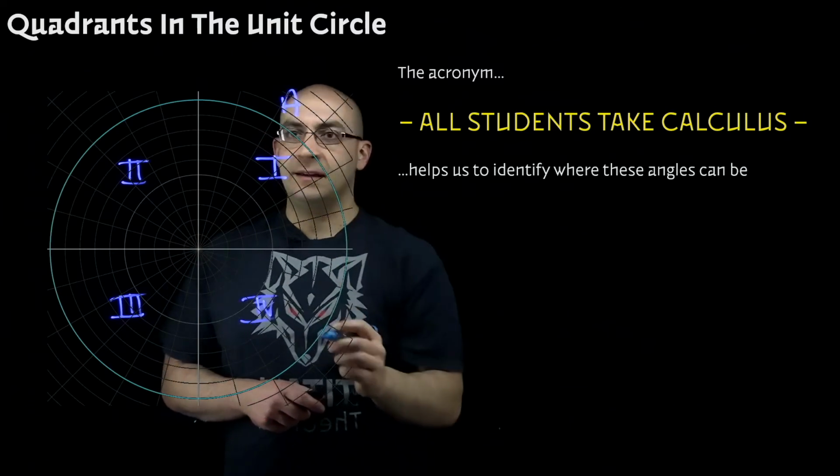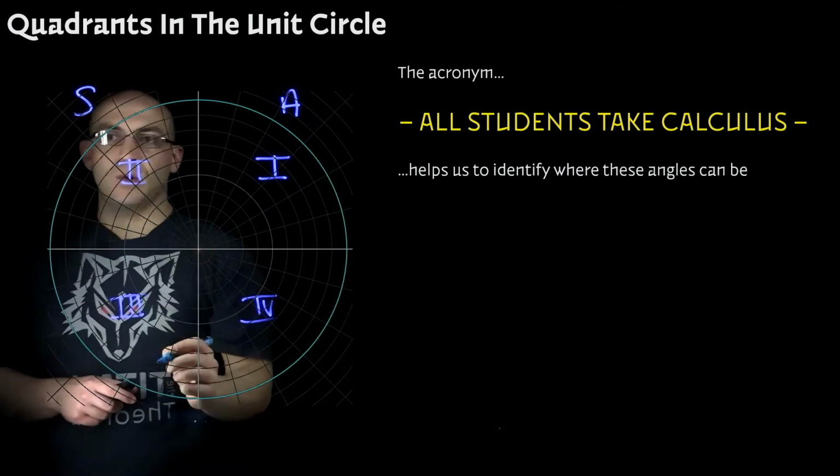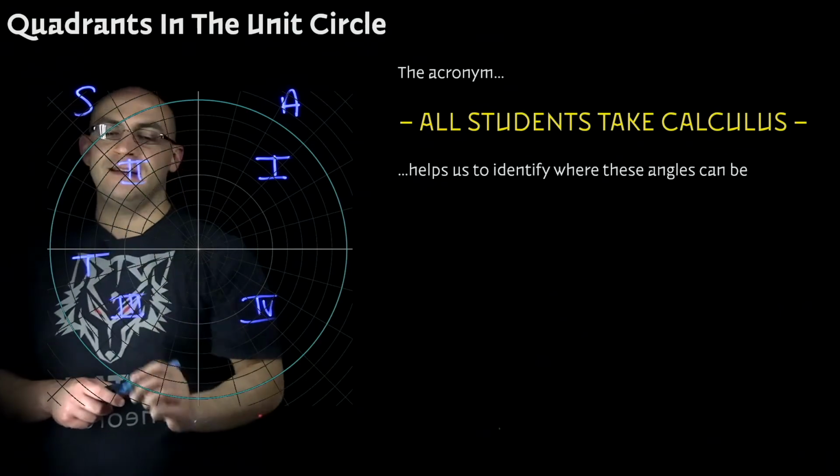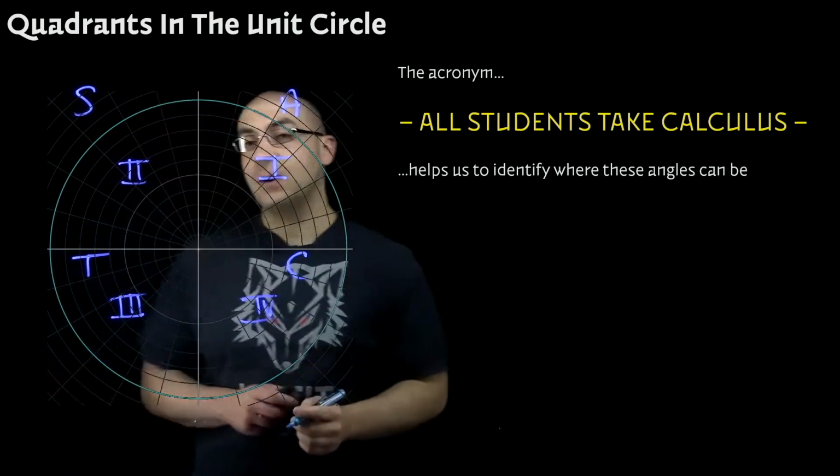All, or A, is in quadrant 1. Students, or S, is in quadrant 2. T is in quadrant 3. And C is in quadrant 4. Now, what does that mean?